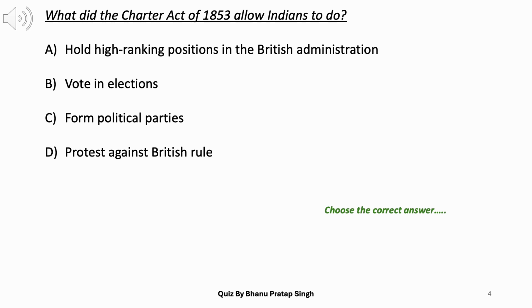Answer A. Hold high-ranking positions in the British administration.